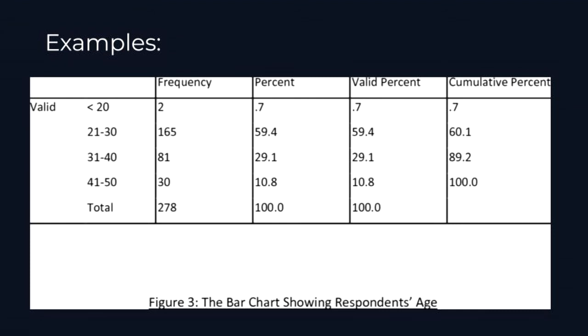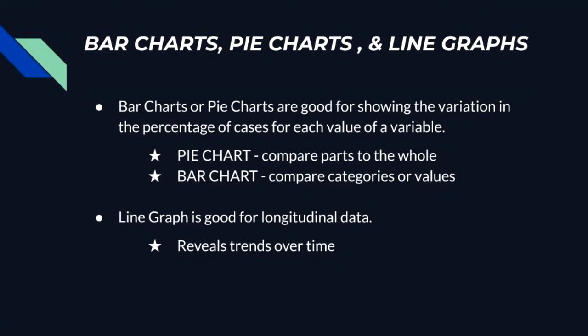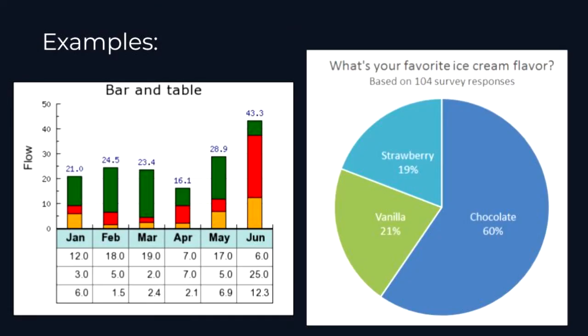And now for the last one, the bar charts, pie charts, and line graphs. Bar charts or pie charts are good for showing the variation of the percentage of cases for each value of a variable. The pie chart compares parts to the whole, and the bar chart compares categories or values. The line graph is good for longitudinal data that reveals trends over time. And here are some examples.